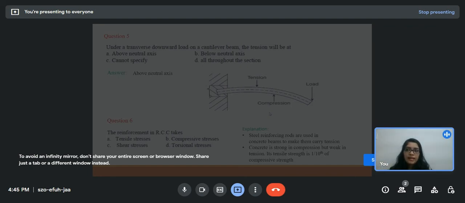So in order to increase the strength of concrete, we reinforce it with steel rods so that they can carry tension. Steel is good in both taking compression and tension. So the answer is option A, tensile stress. Reinforcement in RCC takes tensile stress.